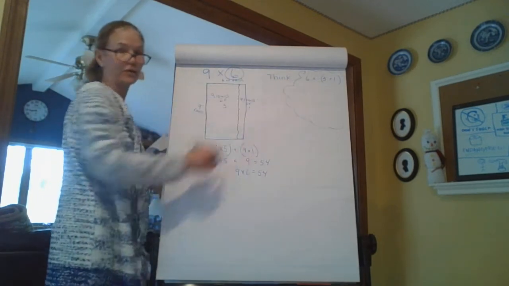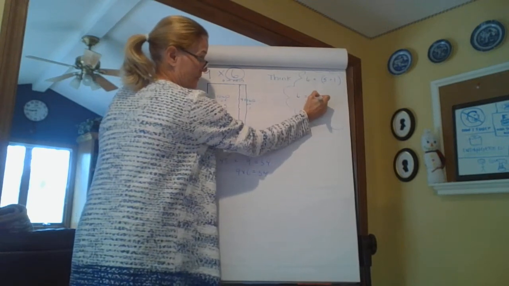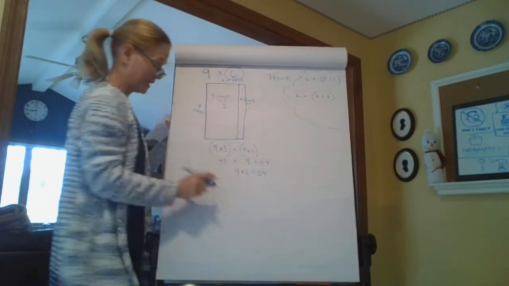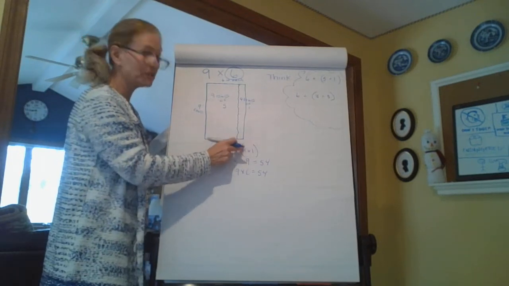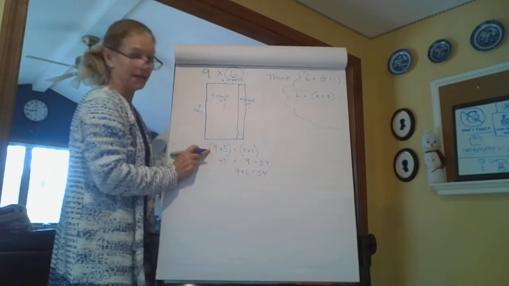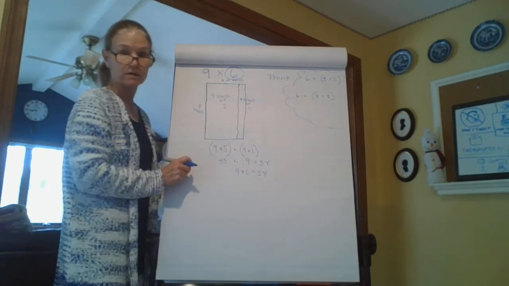Again, there were other ways I could have done this. I could have broken that 6 into 3 plus 3. And that would have changed my new problem. It would have been 9 times 3 plus 9 times 3. Then I would have got my 27 plus 27, and I would have got 54.